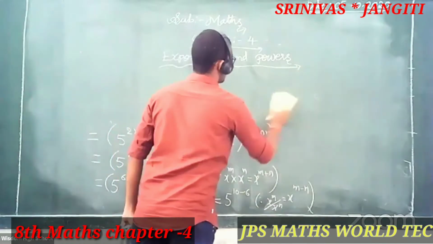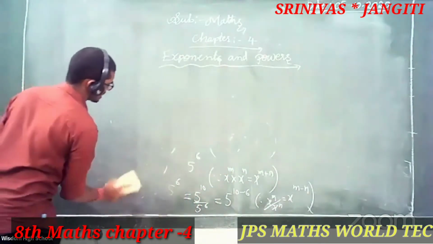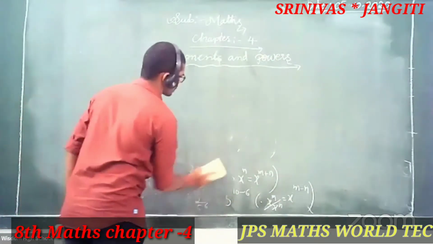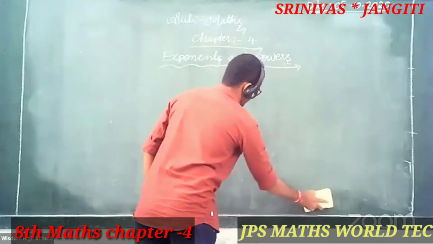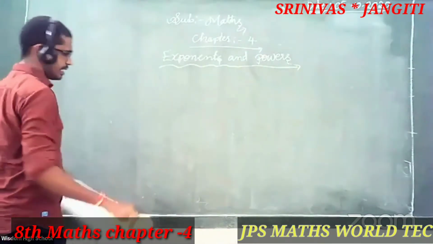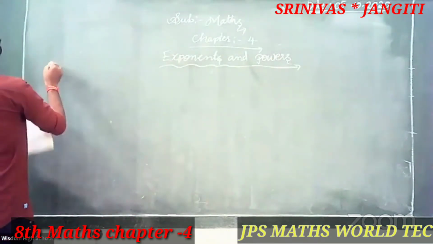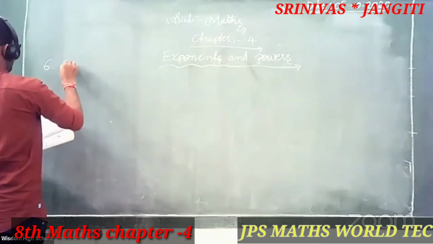Everything depends on the laws of exponents. Once you know the laws of exponents clearly, this chapter is so simple. That's why everybody focus on the laws of exponents. Is it clear, students? Very good. Then come, what is here? Bit number 6. The problem is, what is in the first?